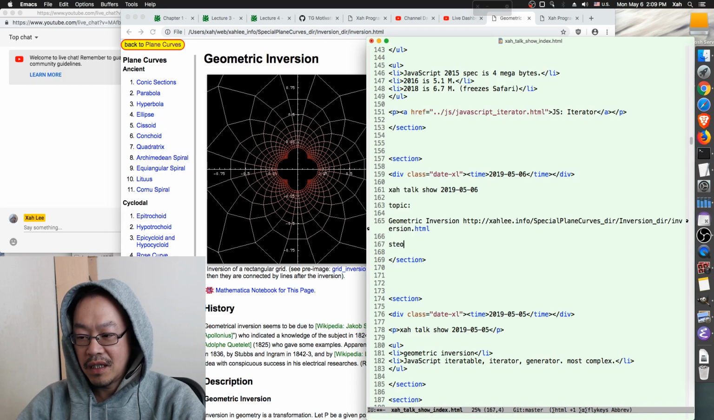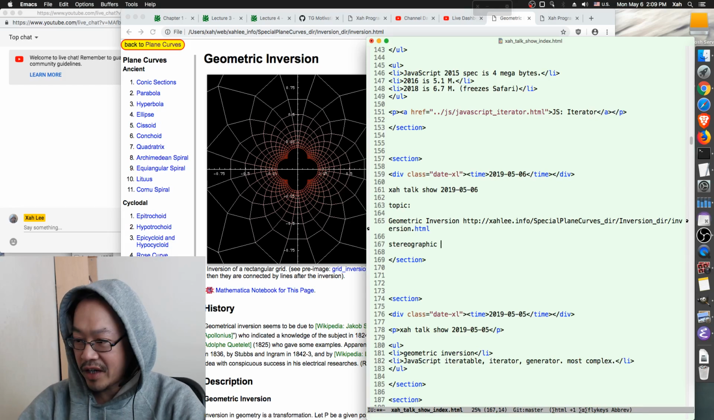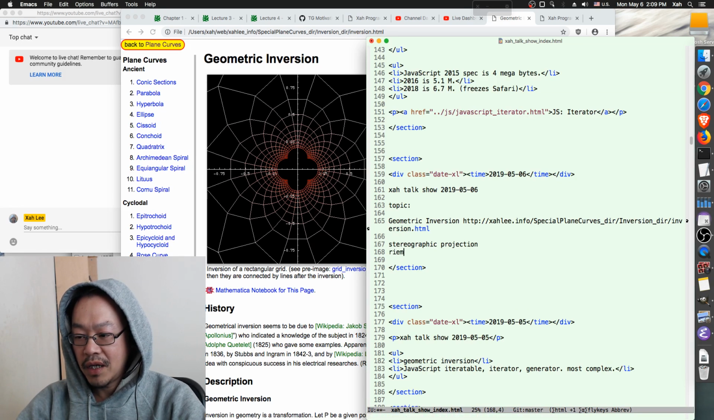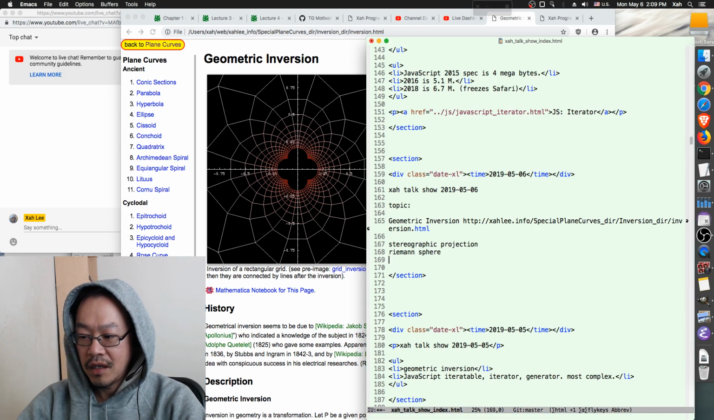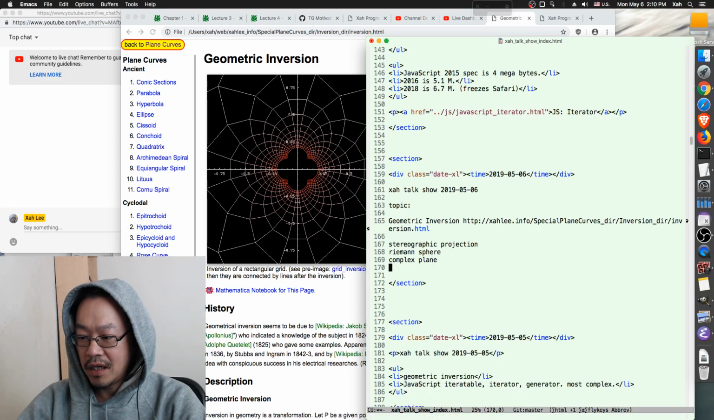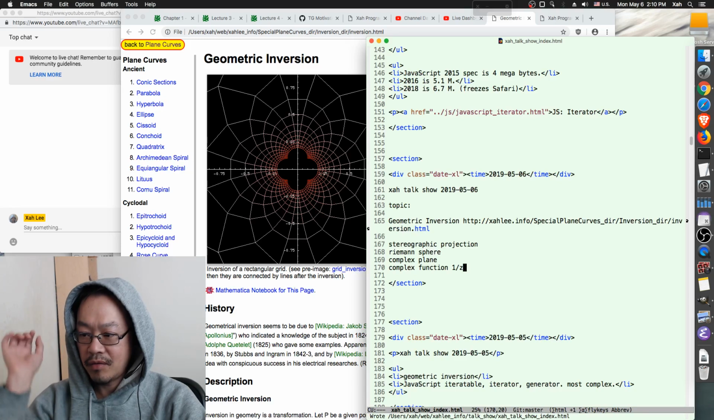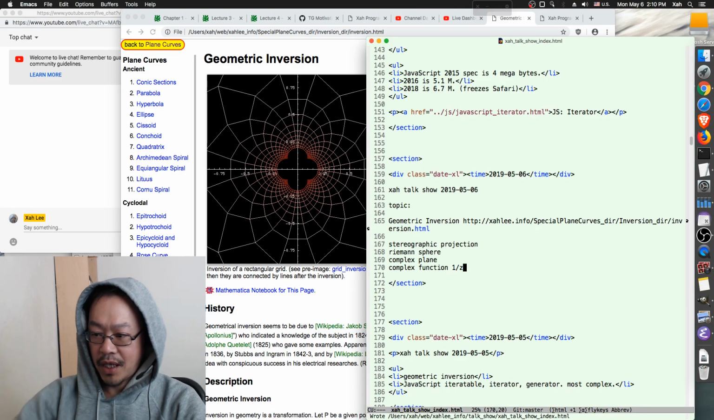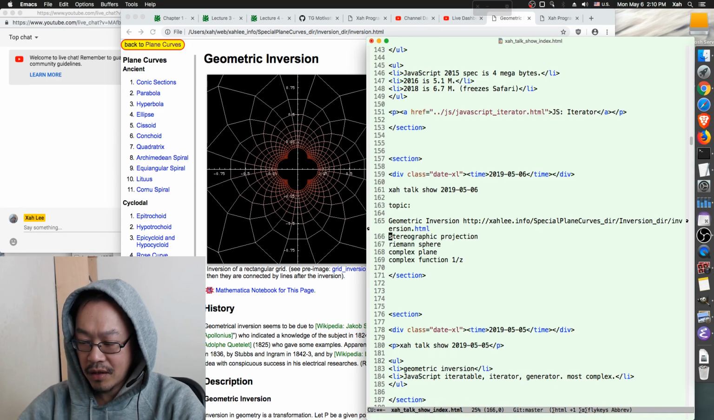Stereographic projection and the Riemann sphere, the complex plane, and the complex function 1 over z. Okay, so these are the topics I'm going to talk about.